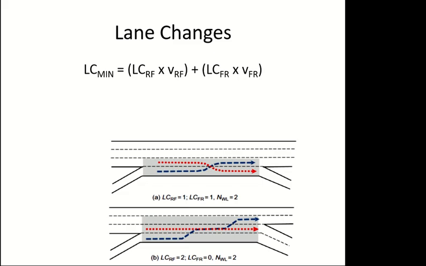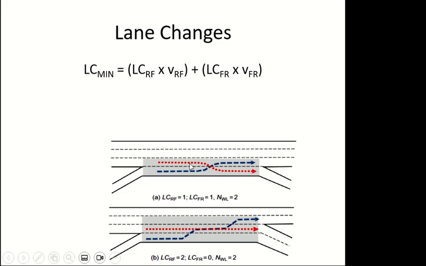Then when the process starts, you find out the minimum number of lane changes. So lane changes of ramp to freeway, like how many lanes you have to change to go from ramp to freeway, multiplied by the flow which is going from ramp to freeway, and the same thing for freeway to ramp as well. RF is ramp to freeway and FR is freeway to ramp. So lane changes required multiplied by the flow. So we are calculating total lane changes here per hour.